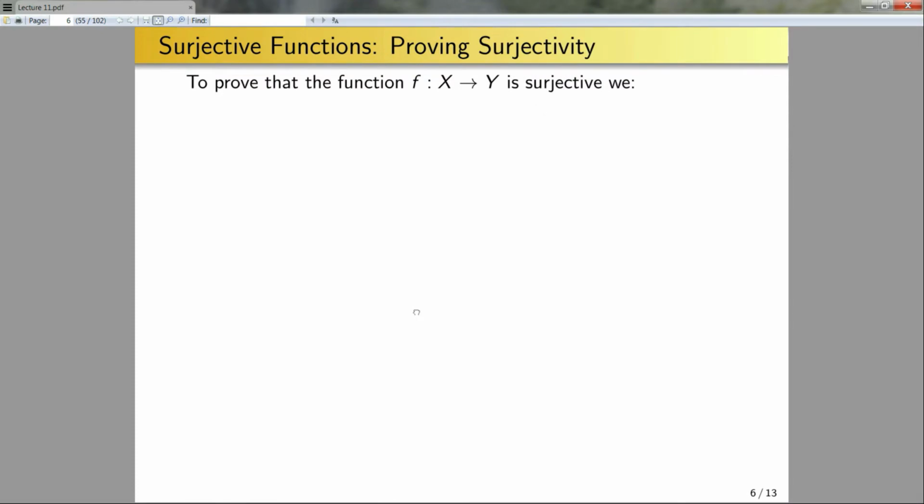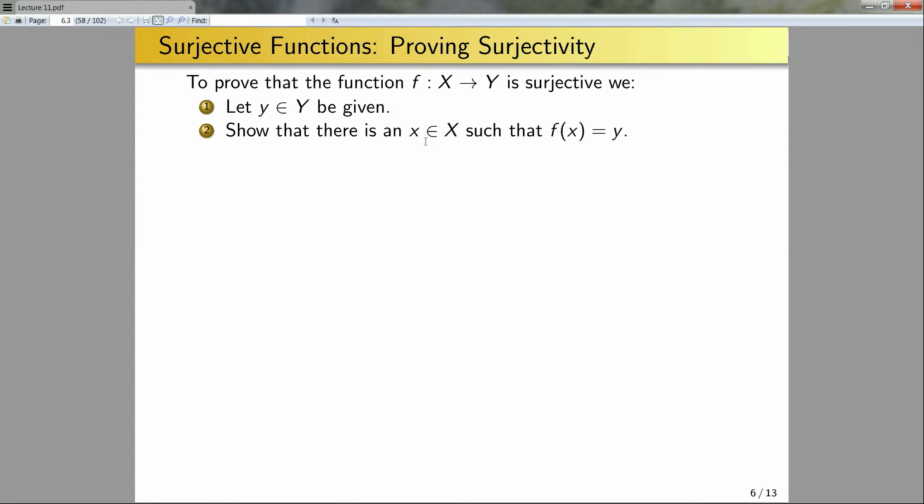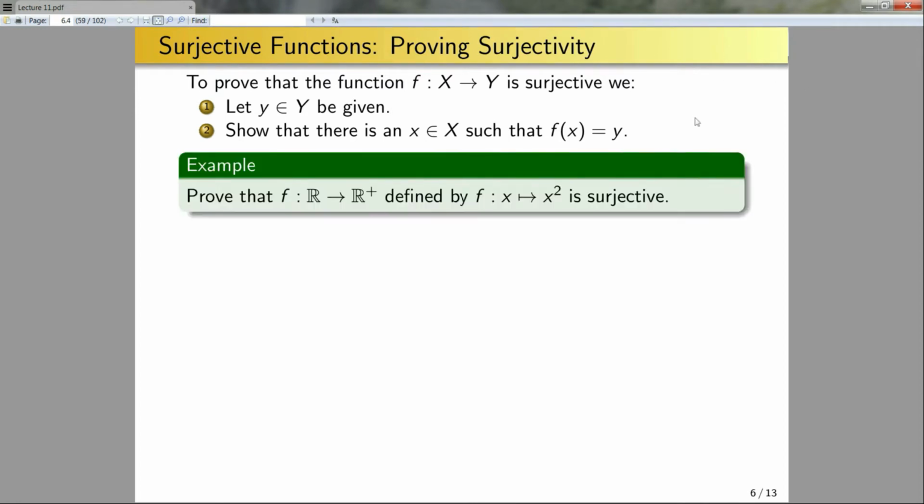To prove that something is surjective, I need to first let y in Y be given, so pick some arbitrary element in the codomain, and then I need to show that there exists an x in X such that f of x is equal to y. Equivalently, but less usefully in a lot of cases, you can simply show that the range as a set is equal to the codomain. Sometimes that can be useful, but more often than not, it's not the easiest way to approach a problem.